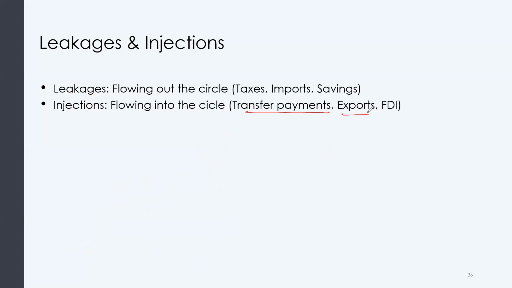Or if we export, there is money that is going to flow through the economy. That's going to be what? That's going to be an injection in the economy. Or if there is an investment, let's say that Microsoft comes in and invests 33 billion rand into the South African economy, that's a what? That's an injection. So transfer payments, exports, and FDI are injections. Whereas taxes, imports, and savings are what? Are withdrawals or leakages out of our circular flow of income.